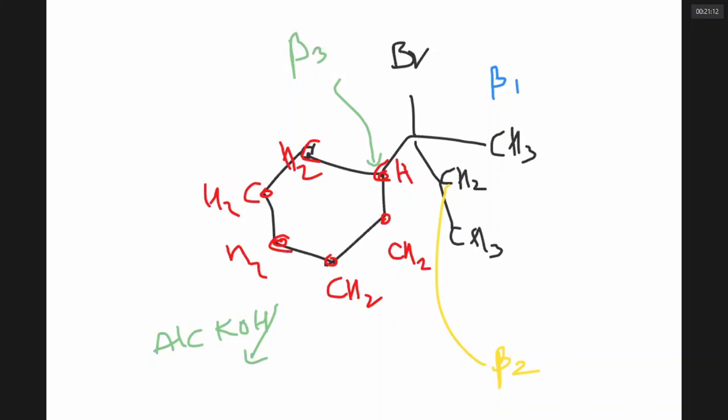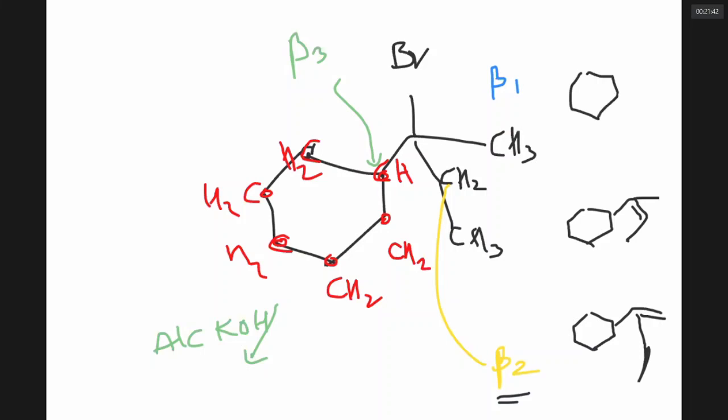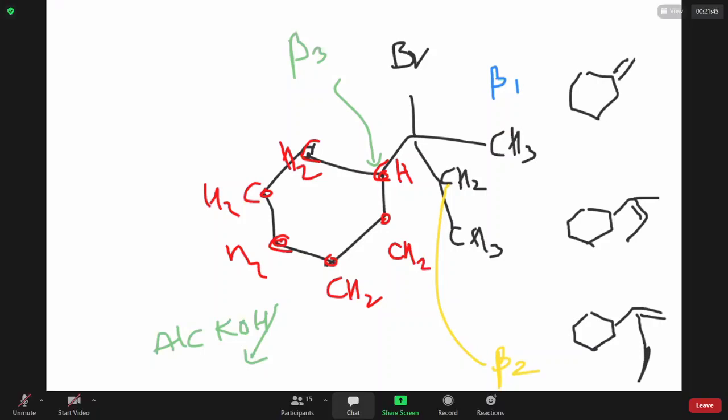Let us use some black color. If the hydrogen is eliminated from the beta 2 carbon, the product will be like this. If you are eliminating hydrogen from the beta 3 carbon, the product will be like this. Are you very clear, sir? Of these 3, which is the major product, sir?